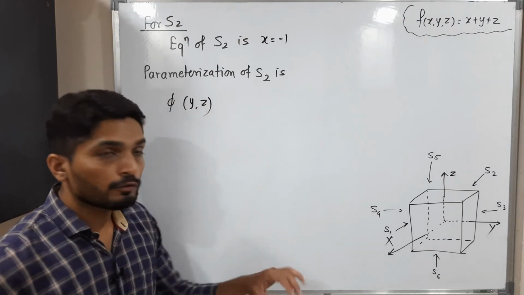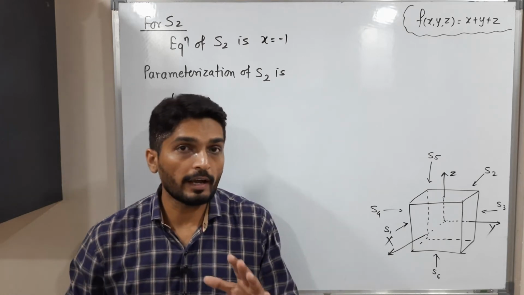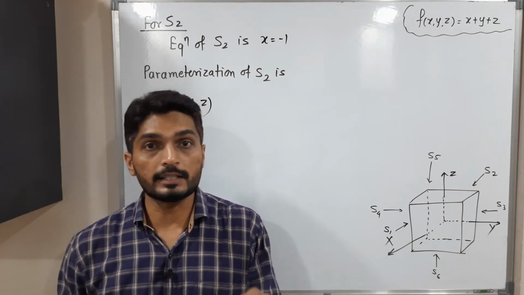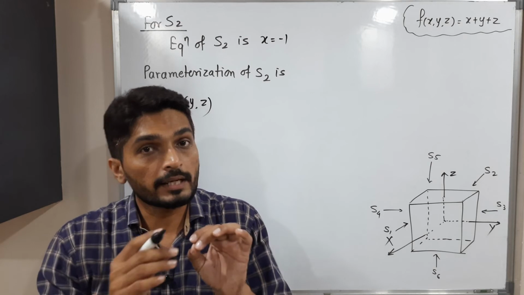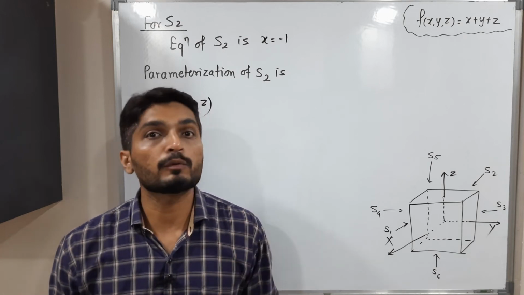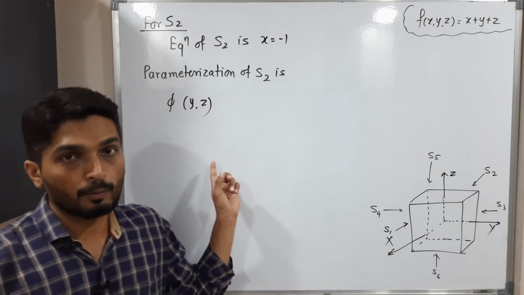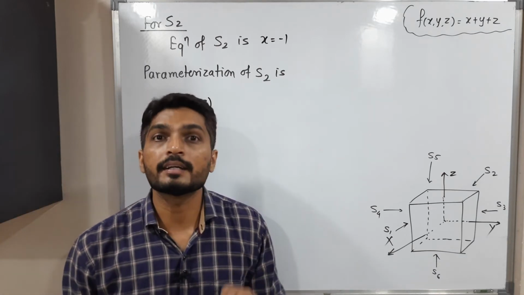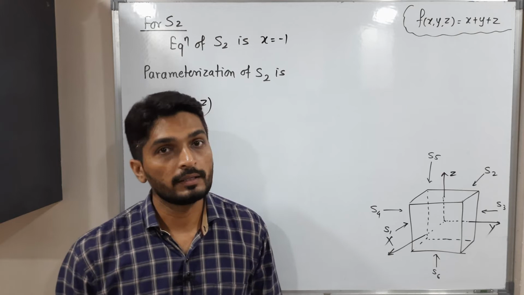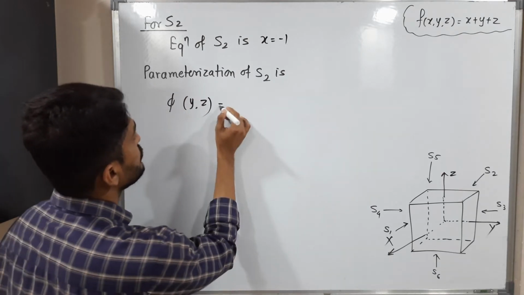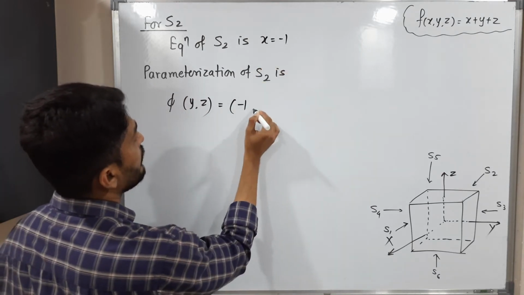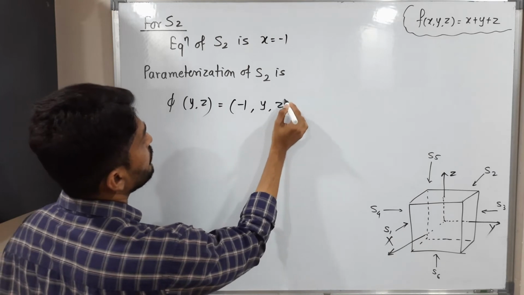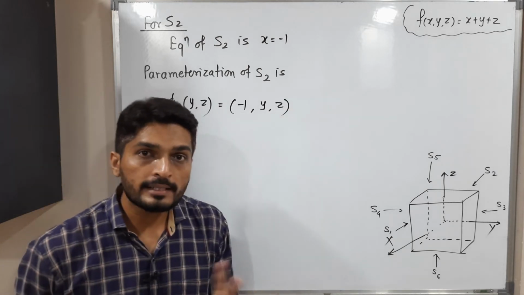Let me tell you for the remaining surfaces. If you have the equation of a surface z is equal to 1, and z is fixed, that means x and y can vary, so you can take here x comma y. But for S2, x is fixed. That's why y and z can vary, so I'm taking y, z. So phi of yz is equal to x fixed, which is -1, and obviously I will write y, z. Here y and z can vary.